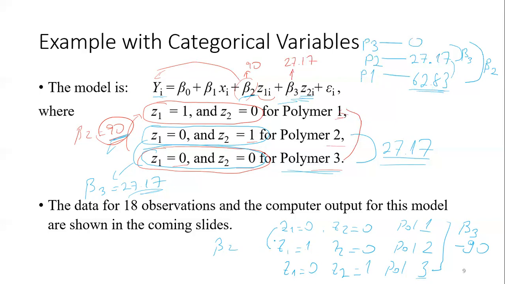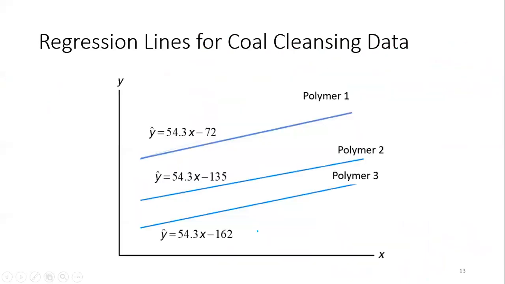So just look at here now. Well, here I have beta 2. It's the difference between polymer 1 and polymer 2, which is 62.83. But here I'm just looking at the additional value of polymer 2 over polymer 1, which should be again negative. This is equal to minus 62.83. Okay, so this is how we deal with the coefficients of the categorical variables. Right?